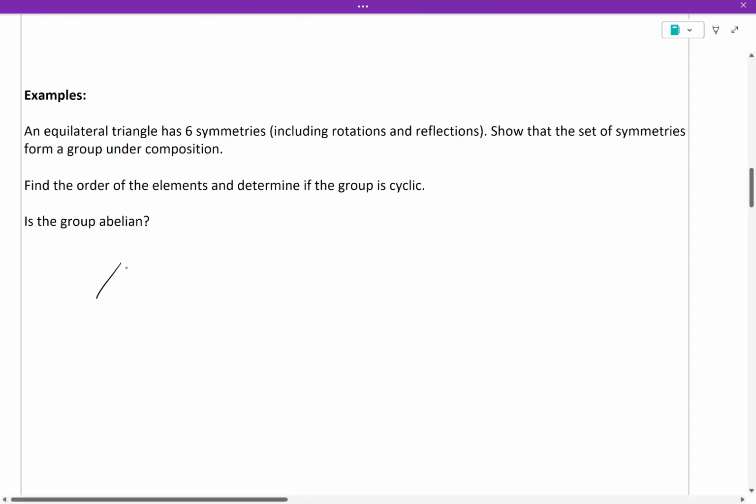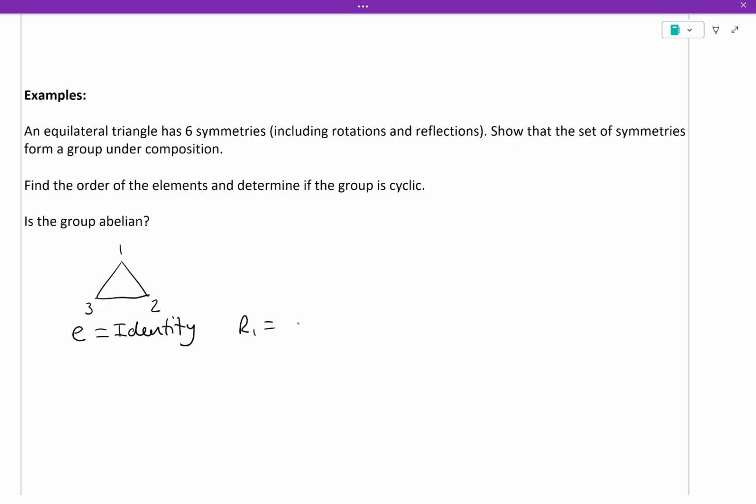So I'm going to start by drawing out an equilateral triangle, and my advice is to label one vertex 1, another one 2, and another one 3. My first element is going to be my identity, which we're going to call E, which is essentially do nothing. So the equilateral triangle will just look exactly how it's written, even with the number labels on there. Now let's do our rotations. So let's call R1 a rotation by 120 degrees clockwise.